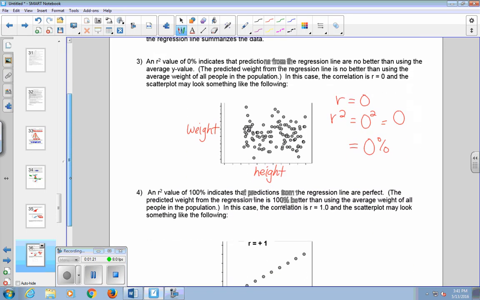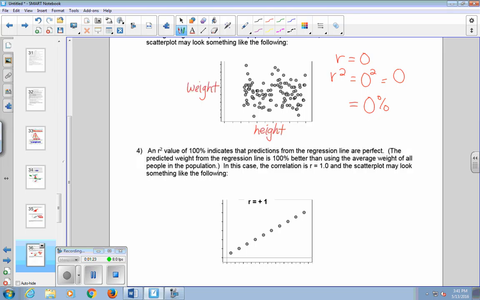Number 4 is another example. An r squared value of 100% indicates that predictions from the regression line are perfect. In other words, the predicted weight from the regression line is 100% better than using the average weight of all people in the population. In this case, the correlation is r equal to 1, and the scatter plot may look something like the following. So again, if we imagine height here on the explanatory variable axis and weight over here, that regression line is going to give us perfect predictions.